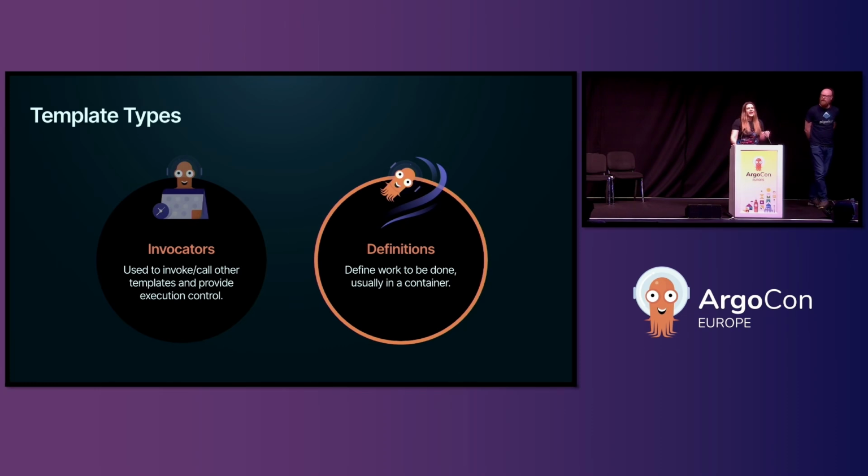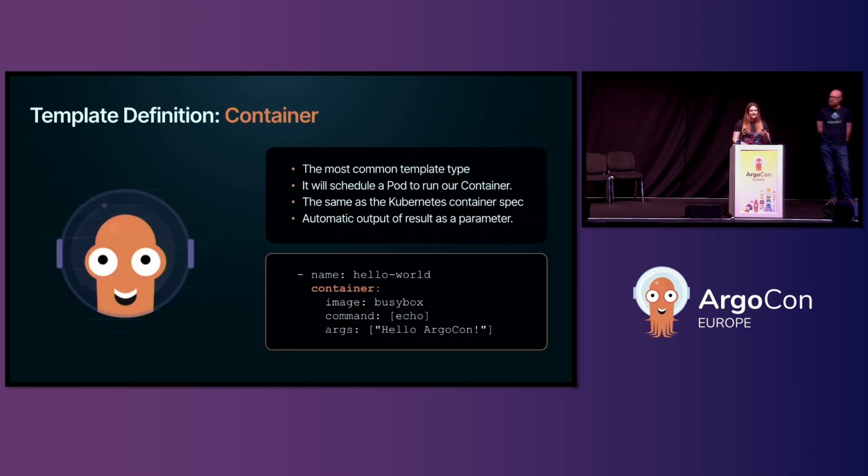Now we've covered our template invocators, so our steps and DAG templates, let's have a look at the options we have for defining each individual step or task in our workflow. There are 7 of these in total, so we'll start with probably the most familiar, the container template definition. Exactly as we'd expect, the container template allows us to define a container that will run as a workflow step. Here we've got a very simple hello world example, which Argo Workflows will run inside a pod for us.